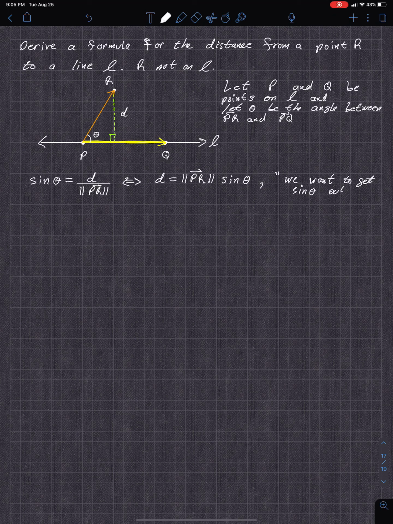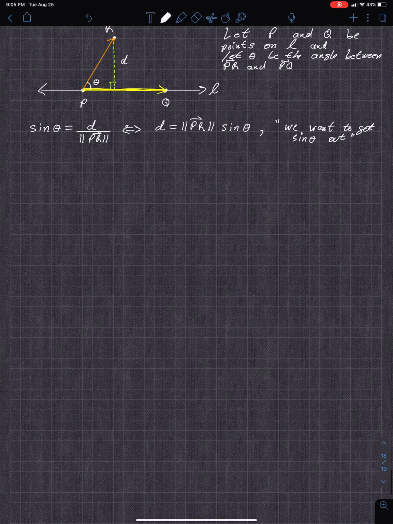All right, so one of our goals is we want to get sine theta out. We don't want to have sine in there. So what we use is that other formula from the previous section: the magnitude of PR cross PQ is equal to magnitude PR, magnitude PQ, sine theta. And so we can substitute that in to get our result.